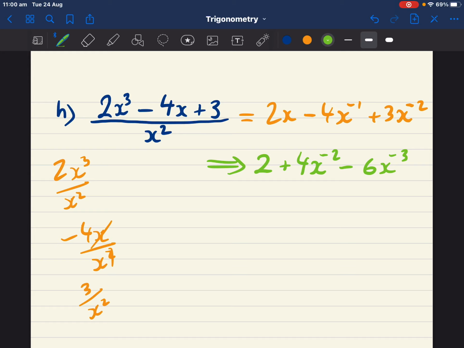You can keep it with the negative powers. If you genuinely hate negative powers, you could always rewrite it back as fractions with positive powers, but you certainly don't need to. I personally would just be leaving my answer like this and moving on with my life.